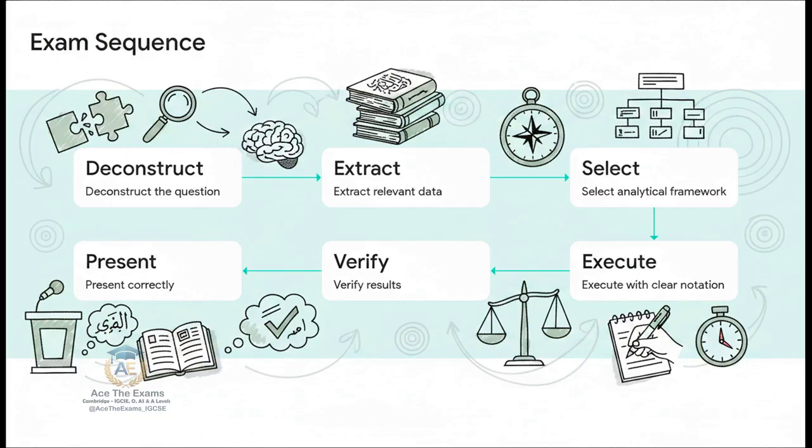Step 1, deconstruct the question. What is the explicit command word? Step 2, extract relevant data from the stimulus materials. Step 3, select your analytical framework. Step 4, execute with clear notation. Step 5, verify your results against the prompt. Step 6, present with correct terminology. If Alex and Sam miss Step 1, if they misread the command word, their entire joint proposal loses market compliance instantly. You must execute the sequence flawlessly for every single one of the 3 questions.